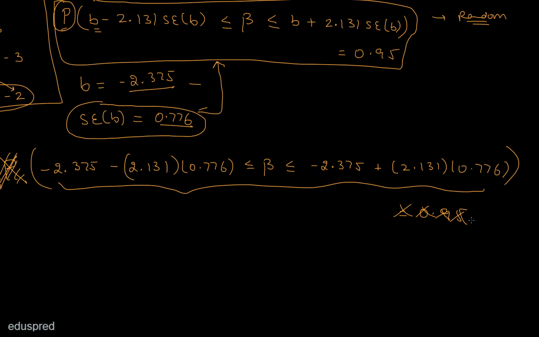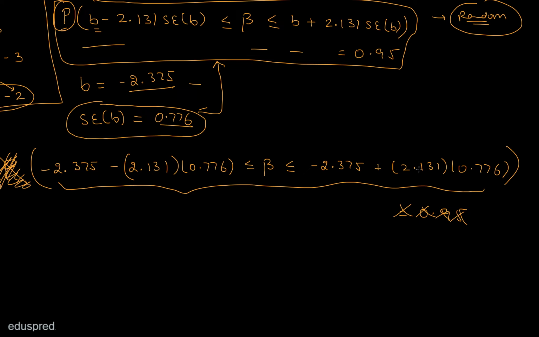But for the sake of this question, let me tell you this again: before you substitute the value of b and the standard error of b, you can write a probability statement because this is a random interval. But once you substitute the value of b and the standard error of b, there is no randomness in the interval. Then it becomes a specific interval and you cannot write a probability statement on a specific interval. So definitely keep in mind, do not write this probability statement when you put in the values of b and the standard error of b.